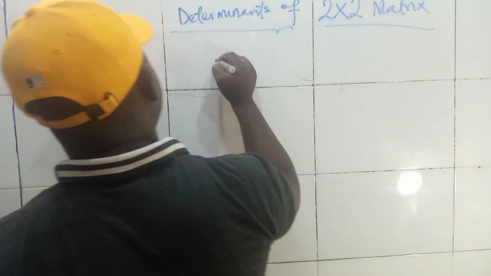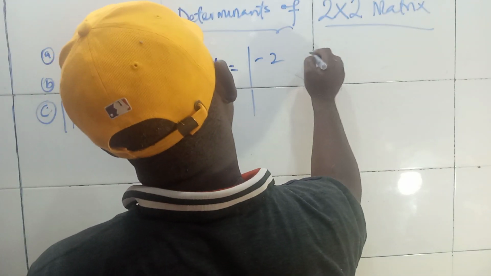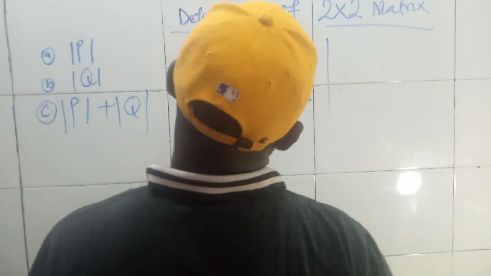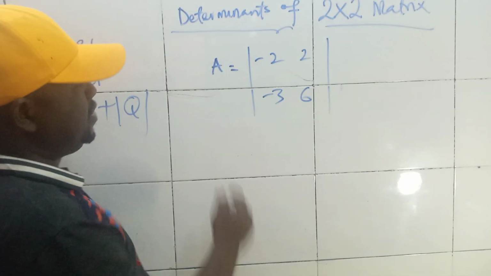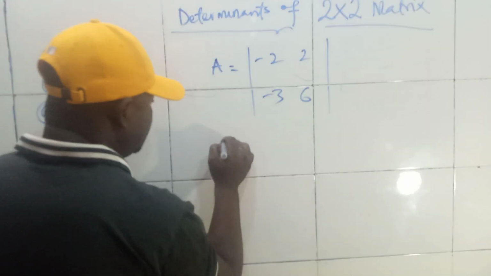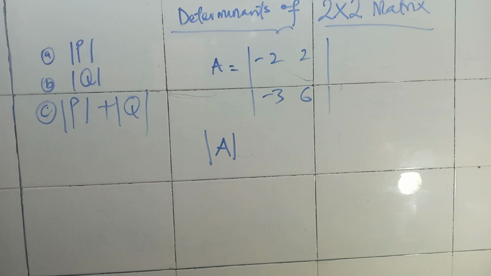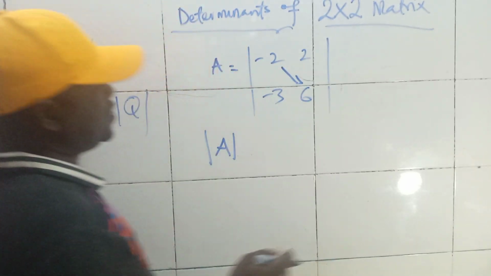Let's say I have A is equal to minus 2, 2, then minus 3, 6. So the question says, find the determinant of A. So the determinant of A, don't forget, that will be A, we have 2 lines beside it. So for us to solve this, it's very, very simple.